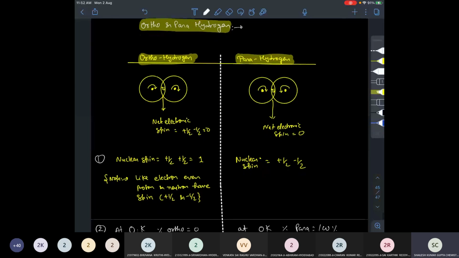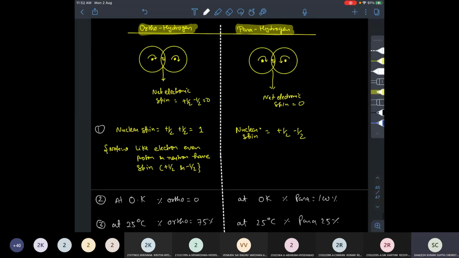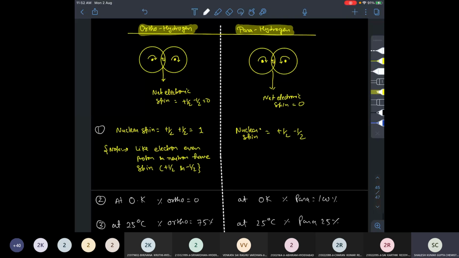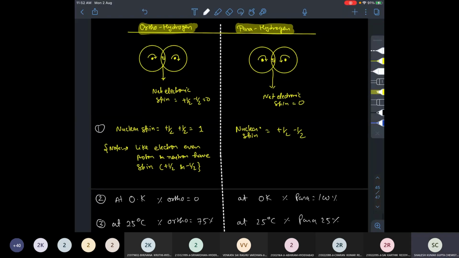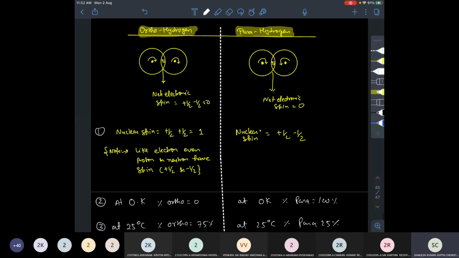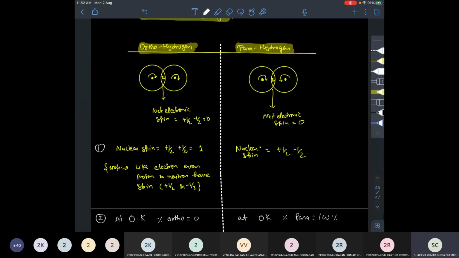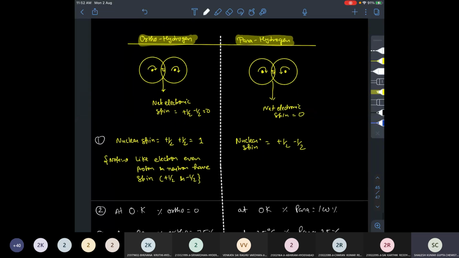So ortho and para hydrogen differ in electronic spin? No, sir. Nuclear spin? Yes. Ortho is having what value? Plus half, plus half, so it will be having nuclear spin as 1. The nuclear spin on the other side, para hydrogen, will be.